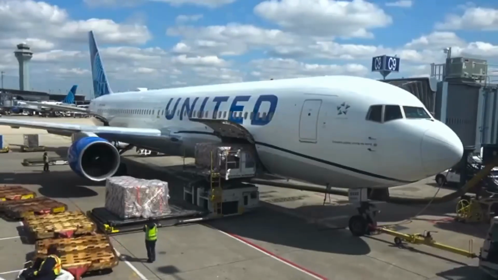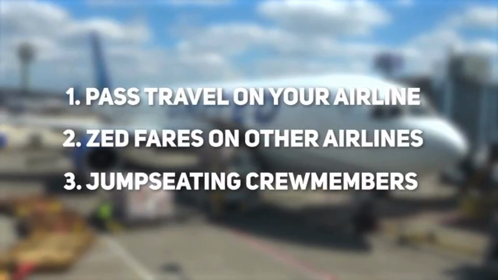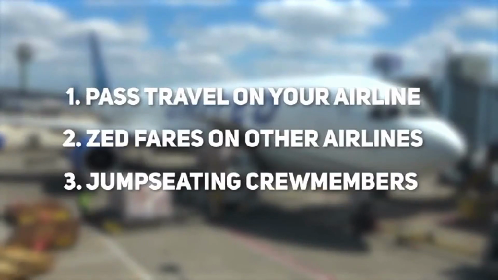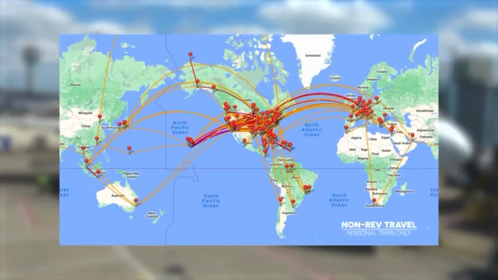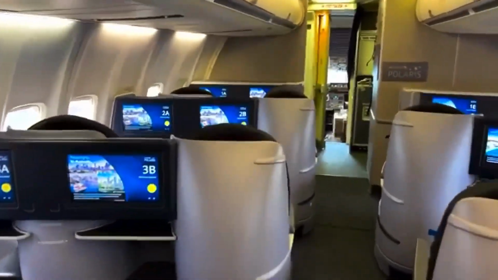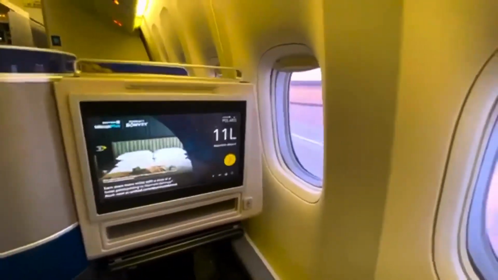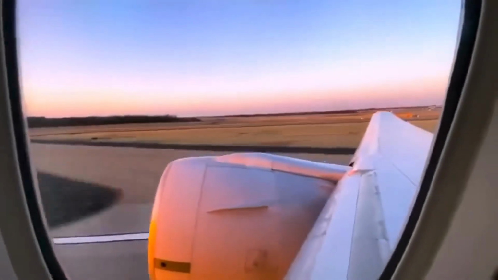There are three basic types of non-rev travel: pass riders flying on their own airline, Zed fares used for traveling on other airlines, and jump seating crew members. I'll cover them all. But first, I want to show you a map of where these perks have taken me. Excluding Antarctica, I've non-revved on hundreds of flights, touching every continent. I try pretty hard to find open business class seats on longer flights, and have had the chance to cross the oceans dozens of times while being able to lie flat and get comfortable rest.